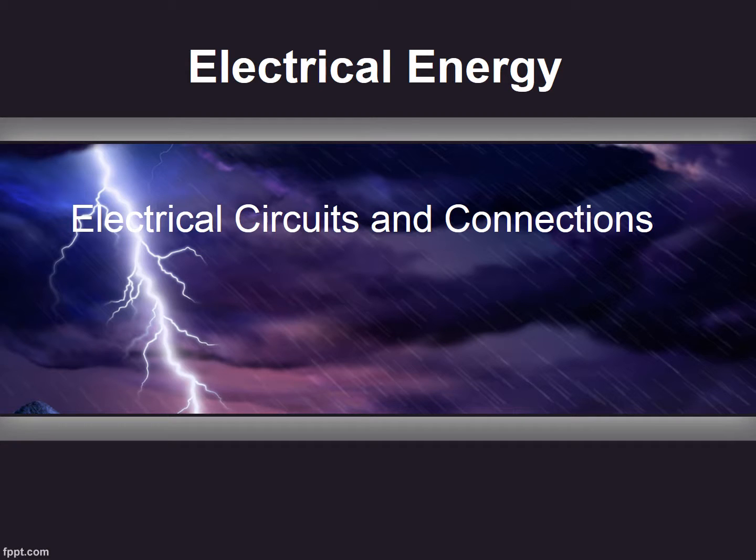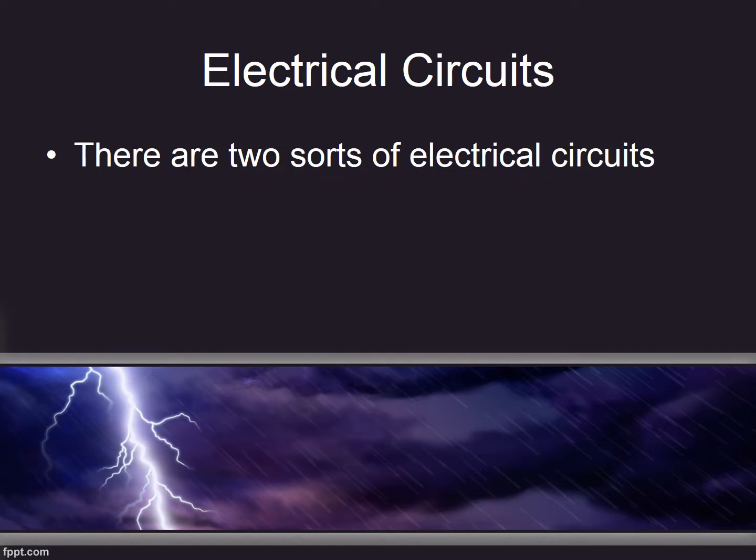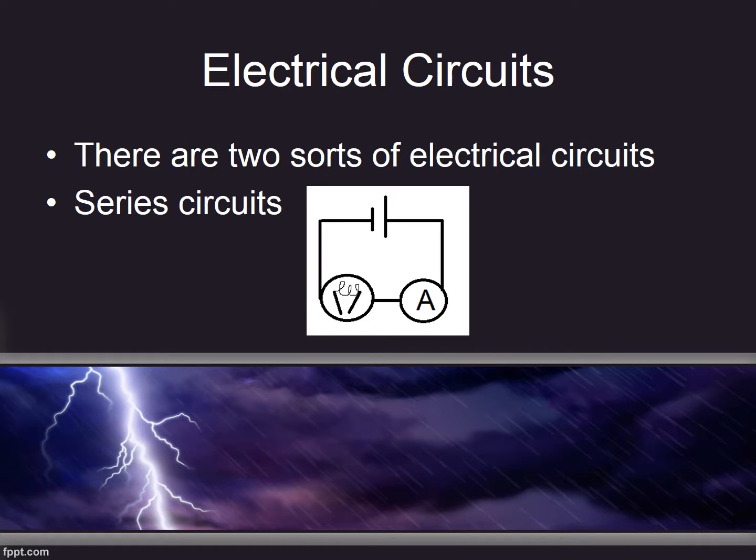This presentation will look at electrical circuits and connections. Okay, there's two sorts of electrical circuits. One is called a series circuit, and this is where your power supply and all of the components are connected in one loop or in a daisy chain fashion, or one after the other. And here's an example of an electric light globe and an ammeter hooked up in series in a circuit.